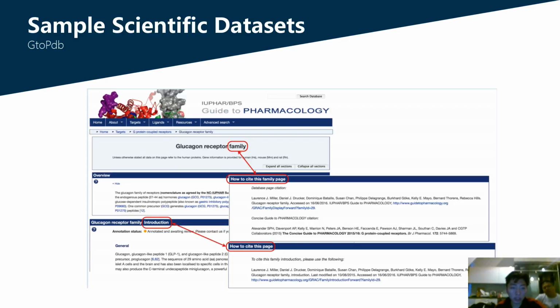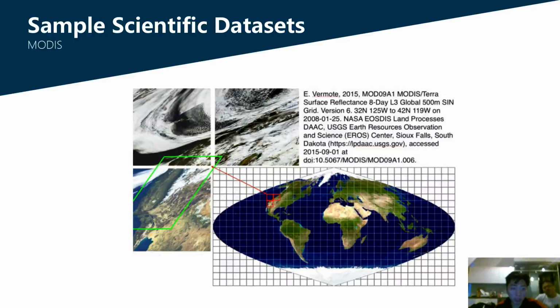Second, I'll introduce MODIS. MODIS is the Moderate Resolution Imaging Spectroradiometer. Some data comes not from the researchers but from devices like satellites. MODIS is an electromechanical optical imaging system currently flying aboard NASA's satellites.